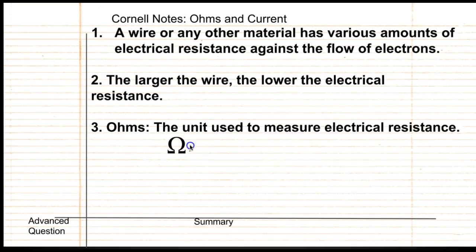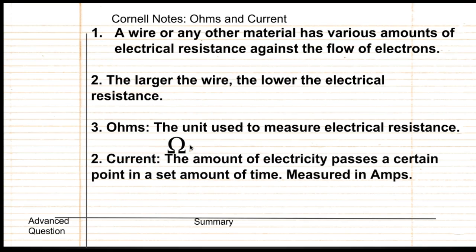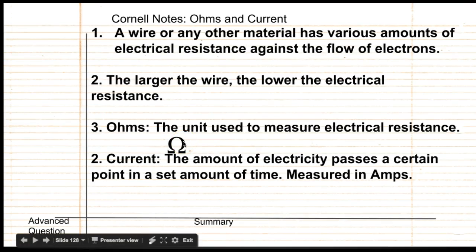For number four, write current. Current is the amount of electricity that passes a certain point in a set amount of time. And we measure current in amps. So let me show you a picture. This should be number four, by the way. I just fixed it. So let's look at a picture.